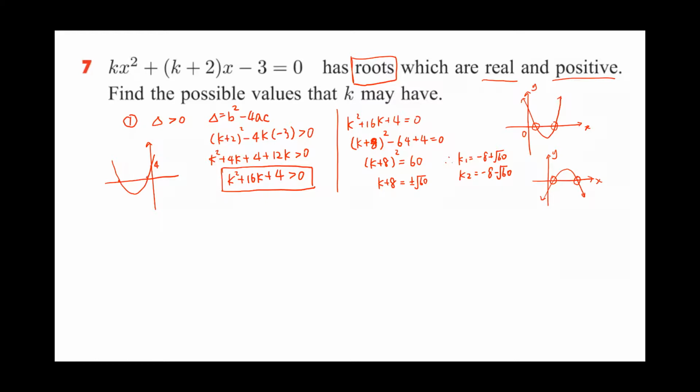Agree with me? If I want this part to be above 0, now we can label the 2 roots. So that's definitely more negative. Negative 8 take root 60. That's negative 8 plus root 60. Is that okay? If I want this one to be positive, what should I write? The range of k.